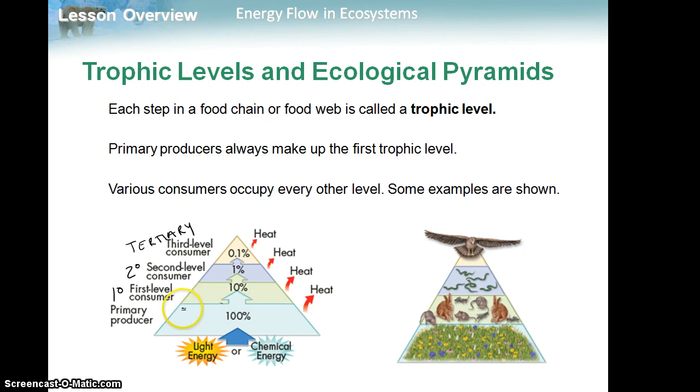As we move up to each new trophic level, we are going to lose about 90% of the energy that was at the previous level. And that's because most of the energy that we have on this trophic level right here is going to be used by those organisms. And as they use that energy, a lot of it will be given off as heat energy. So as we move up each level, we have the 10% rule.